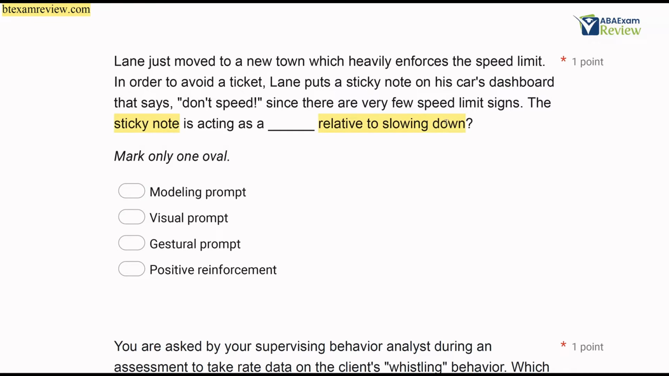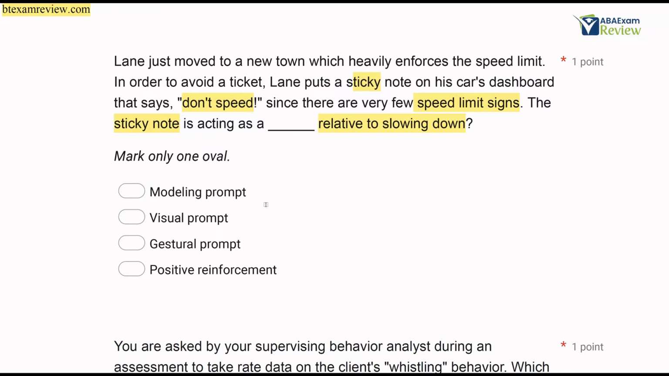Now, what kind of antecedent is it? Well, we know he puts it there to remind him to slow down since there are very few speed limit signs. So if the speed limit signs are acting as the SD, the sticky note is going to be that prompt. It's going to prompt Lane to slow down. Now, what type of prompt is it? Is it a modeling prompt? Well, we know it's not a modeling prompt because a modeling prompt is when someone does the behavior you want to see. So if someone slowed down first and then Lane slowed down, that would be more of a modeling prompt.